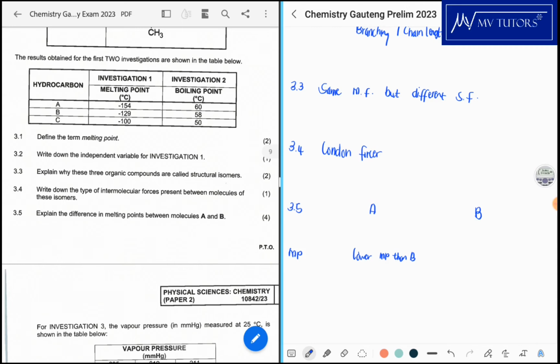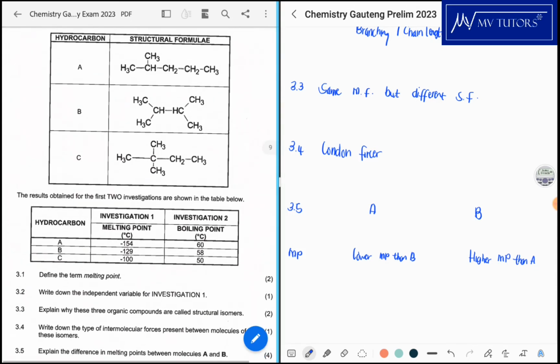Yeah, and then B has a higher melting point than A. Okay, and we're probably going to have to look at why that is the case, because it doesn't make sense. The more straight or the longer the chain, the higher the melting point should be. The more branched it is, the less the melting point should be. But in this case, that's not the case.